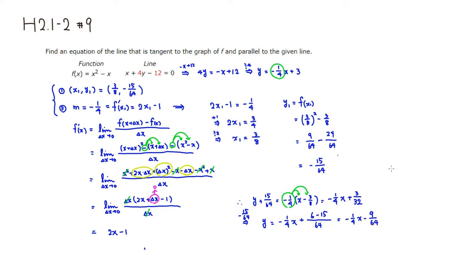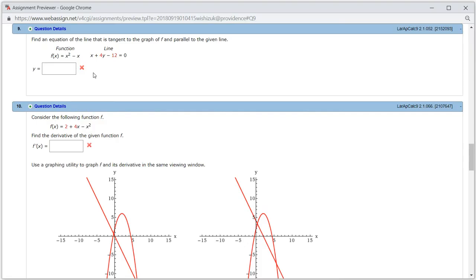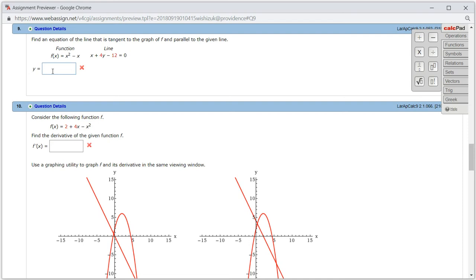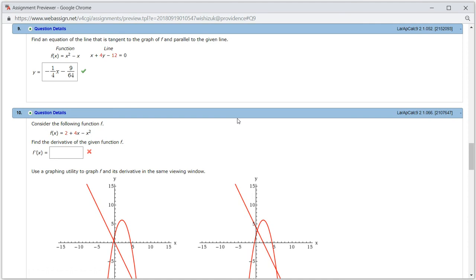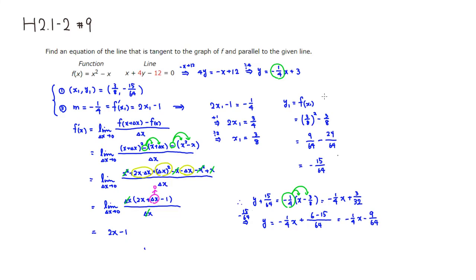All right, so let's type it in. We got negative 1 over 4 x minus 9 over 64. Let's check the answer. I came back and it looks like we got this one correctly. That's it. I hope that this was clear.